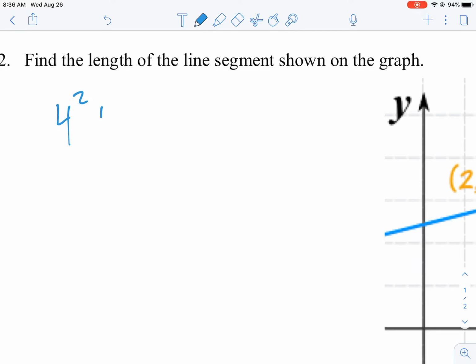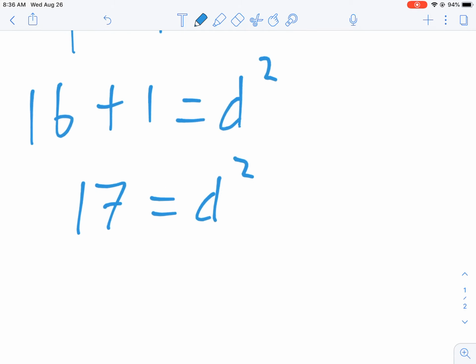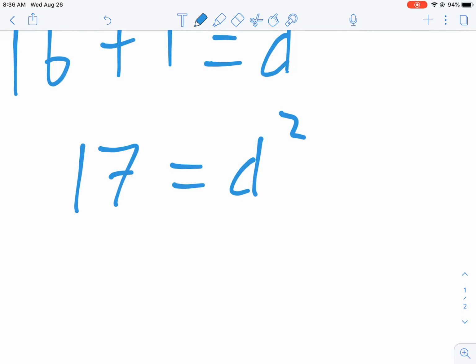We've got 4 squared plus 1 squared equals d squared, all right? So 4 squared, that's 16. 1 squared, that's 1, equals d squared. All right, 16 plus 1, that's 17. And now we need to solve this. So we talked about this in our solving equations day, way back the first week, the second day. But in order to get rid of an exponent, you have to take a square root, all right? So we're going to take the square root of both sides.